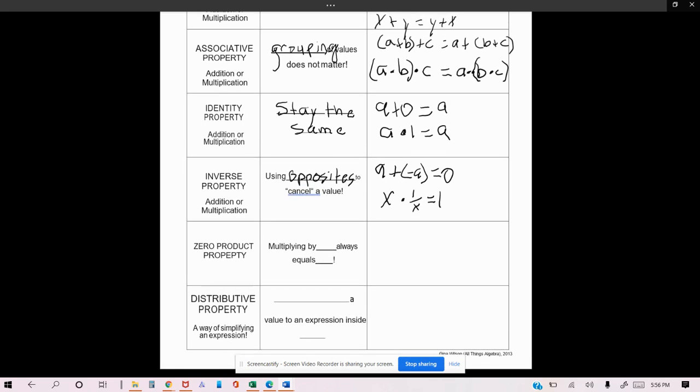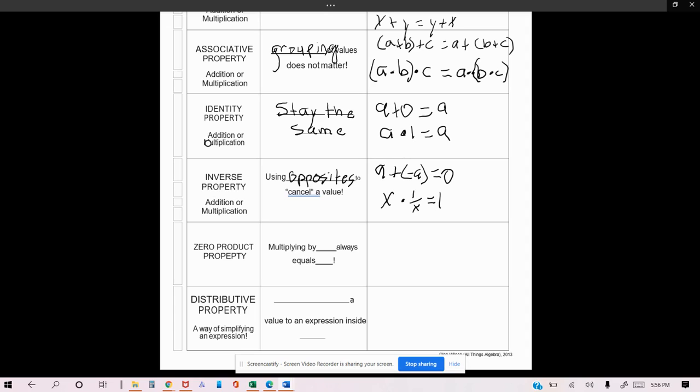So the zero product property is pretty much saying that multiplying by 0 always equals 0. And I'm sure you guys know this. We learned this back in elementary school. 17 times 0 is equal to 0. Negative A times 0 is equal to 0. So those are pretty easy concepts.